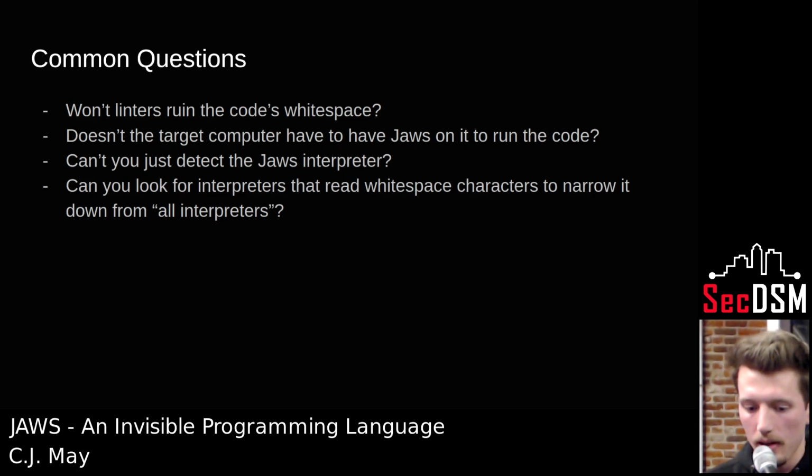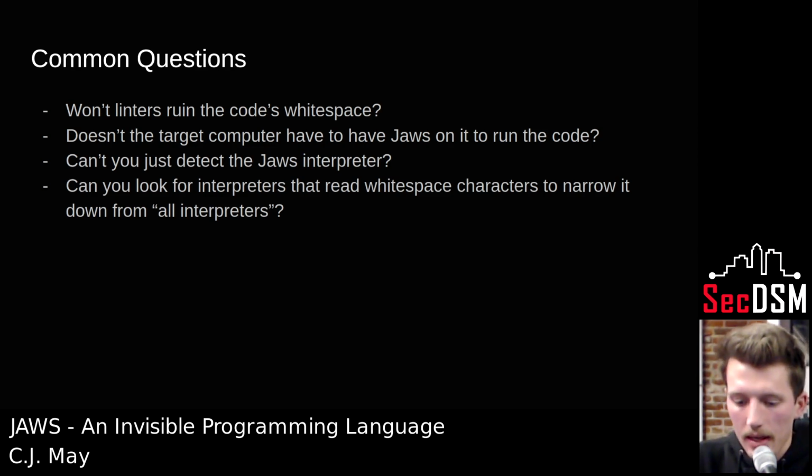And the last question I get is, can you look for interpreters that read white space characters to narrow it down from all interpreters? I think that's maybe a good approach, but again, it comes back to you can create any language you want. It's not just white space characters. I could swap out space, tab, and return for any Unicode character that's not visible, because Unicode is standard on all computers. So it really comes back to the answer to the last question: it's more about the concepts and less about defeating JAWS itself.